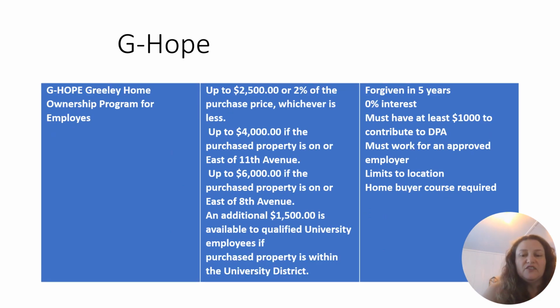G-Hope, same thing for Greeley. This would be for up to $4,000 of the purchase price anything east of 11th Avenue, up to $6,000 if the purchase price is east of 8th Avenue. And so there's a lot of little tricks to this one. There's limits to the location that you can be approved for. So really you would just need to look into that and see if the property and you would be approved for it.